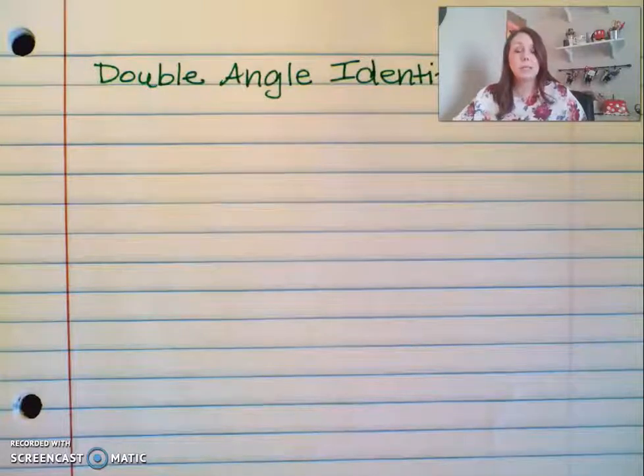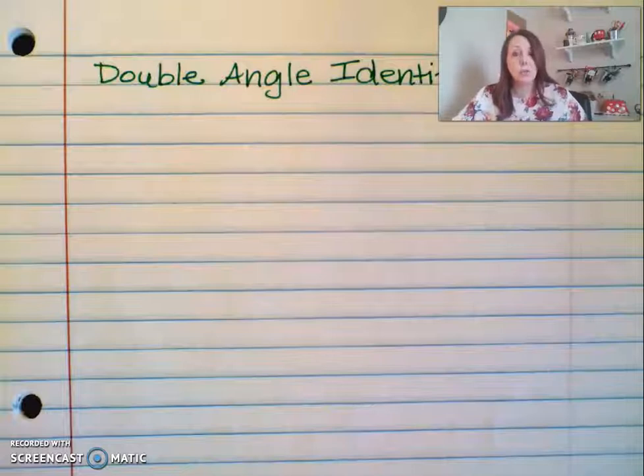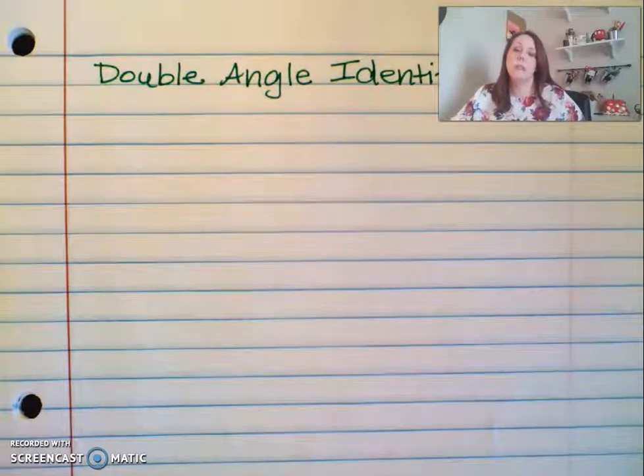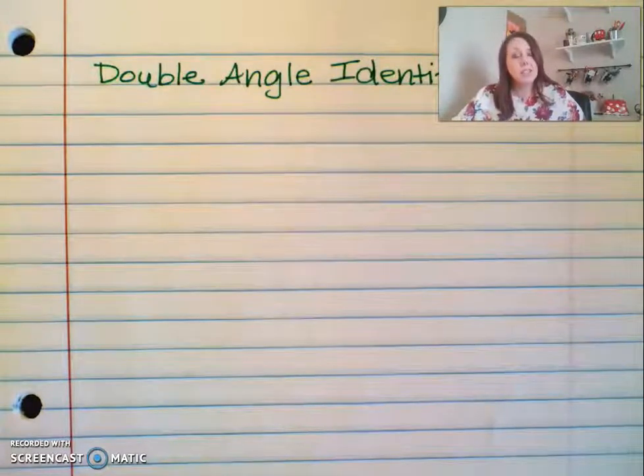In this video, we're going to be talking about the double angle identities. In section 5.2 in our text, we described the sum and difference identities, which allowed us to find the sine of a quantity u plus v, the cosine of a quantity u plus v, or the tangent of the quantity u plus v. In this video, we're going to be talking about double angles.